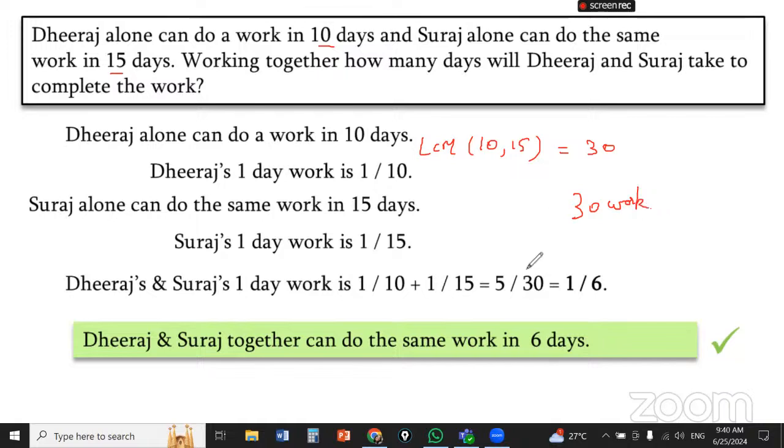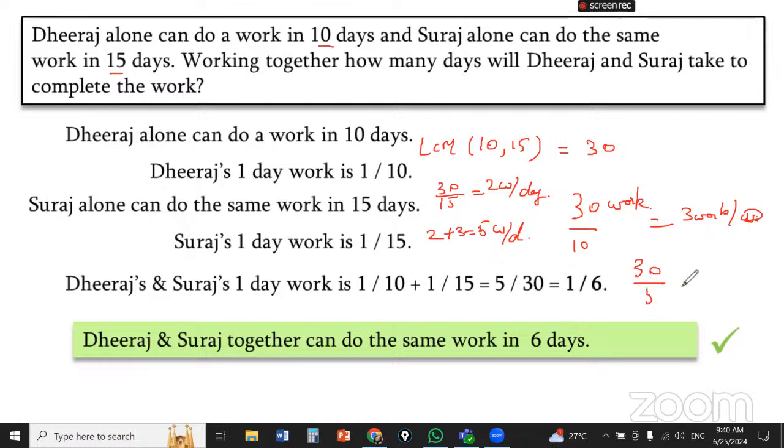If Dheeraj alone is doing, he's completing 30 works in 10 days. How many works per day? 30 divided by 10, we get 3 works per day. And for Suresh, that would be 30 upon 15. He'll be doing 2 works per day. So both of them together, 2 plus 3, they'll be doing 5 works per day, and there are totally 30 works. So 30 by 5, you get 6.